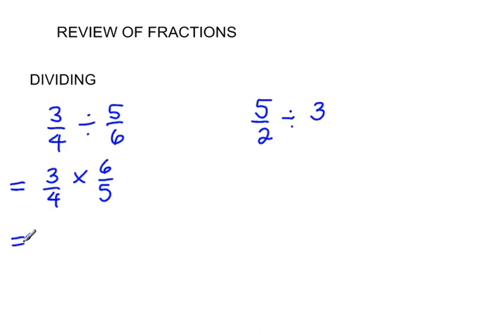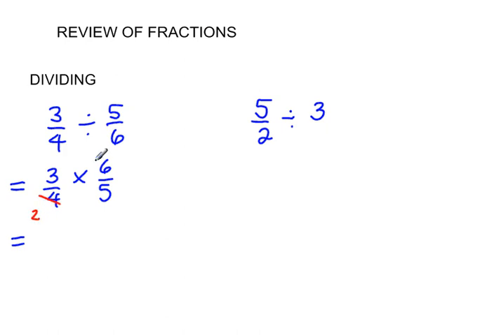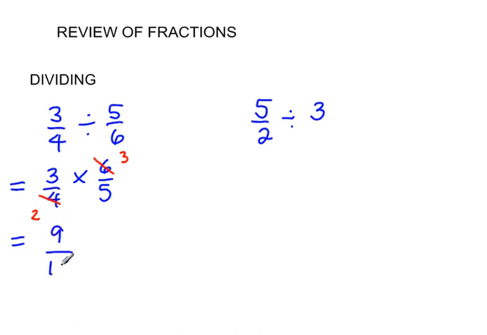Now, if you like the canceling method, which I personally like, let's look for anything that you can cancel. So in this case, 2 goes into 4 twice, and 2 goes into 6 3 times. I cannot cancel this 6 and this 3 because they're both on the top. Remember, it has to be something on the top with something on the bottom. Now I can get my answer. 3 times 3 is 9, and 2 times 5 is 10, and that's my final answer.